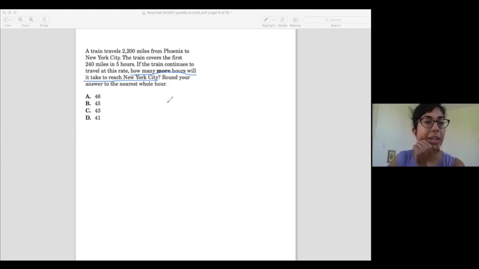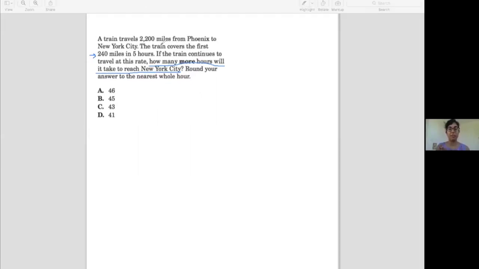What they're asking here is how much time is it going to take for the rest of the journey, right? After this has already happened. So the first thing I want to do is figure out how many miles are left in the rest of the journey. At the moment, they've given us the total number of miles, but I want to be using just the number of miles that are left in my calculations, right? So first thing I'm going to do is subtract the number of miles that have already been traveled from the total number of miles.